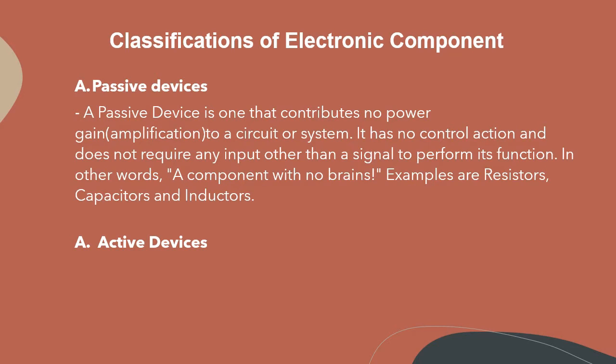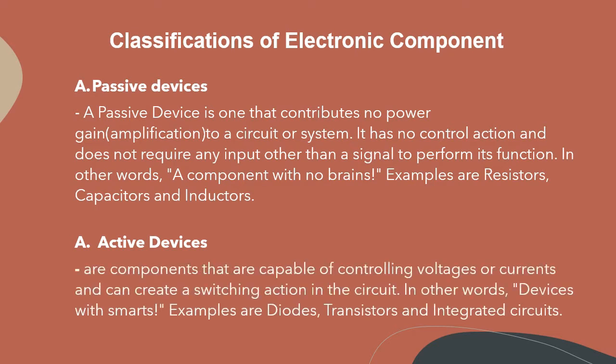The other classification is the active devices. These are components that are capable of controlling voltages or currents and can create a switching action in the circuit. In other words, devices with smarts. Examples are diodes, transistors, and integrated circuits.